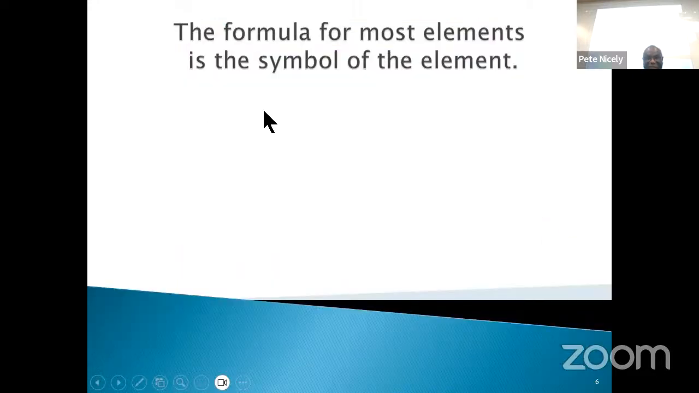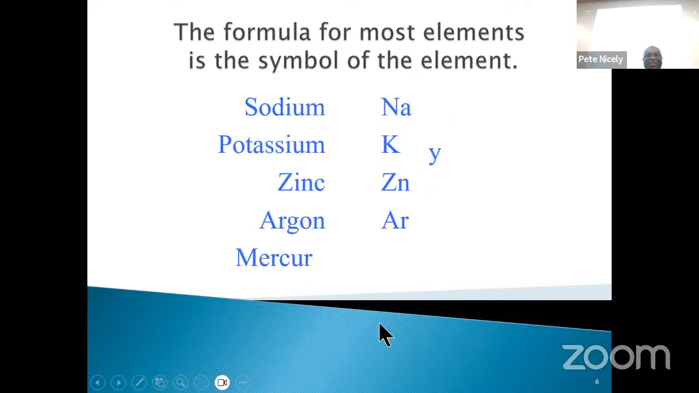Okay, now let's start off with elements by themselves, right? The formula for most elements is the symbol for the element, right? So basically, if you're given information about a reaction taking place for an element, then you can use a shorthand representation, which would be the symbol as given in the periodic table. So these are just a few examples of that.